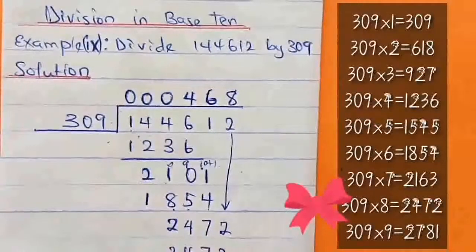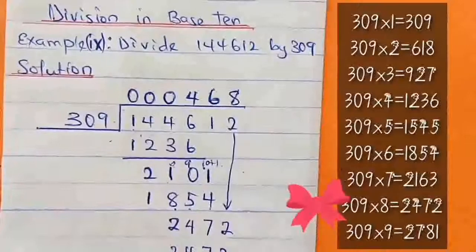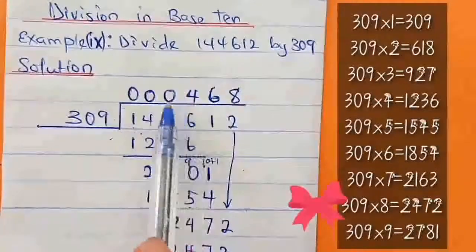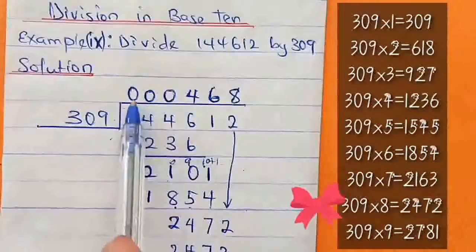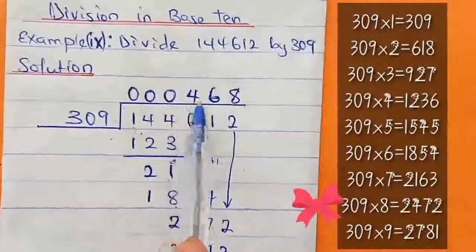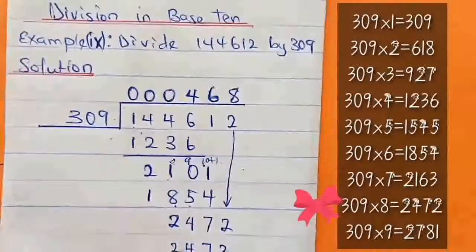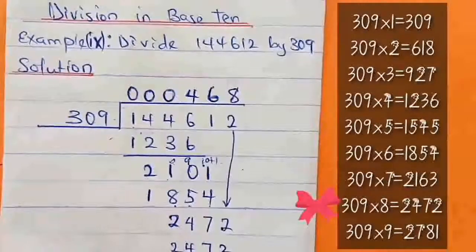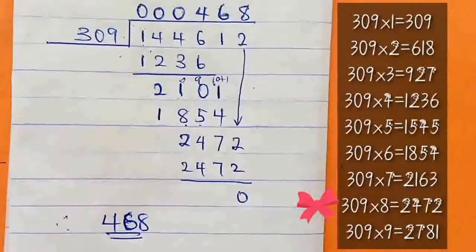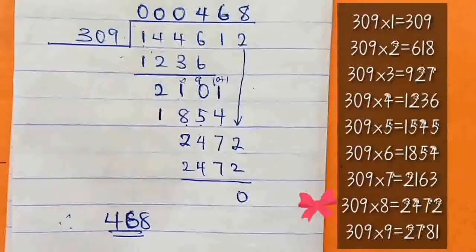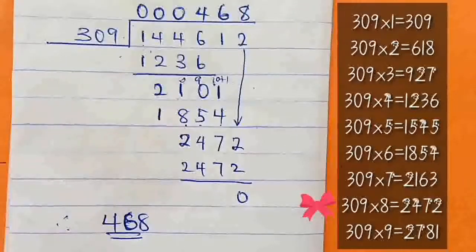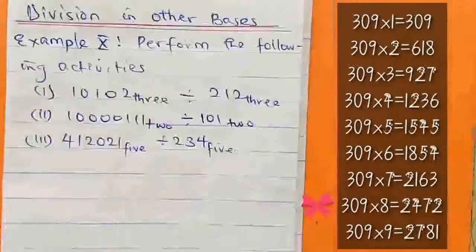Therefore, 2472 will give us 0. Therefore, this 000 in front of this, since there is no decimal point here, you cannot call it from this 0. Therefore, we pick only 468. Since there is no decimal place, we have 468. We are going to make use of these in the subsequent examples dealing with other bases.